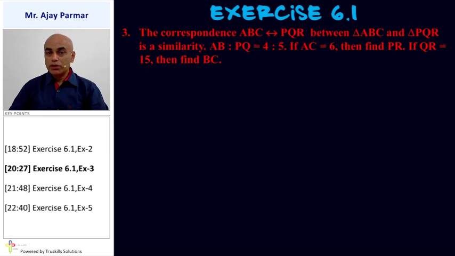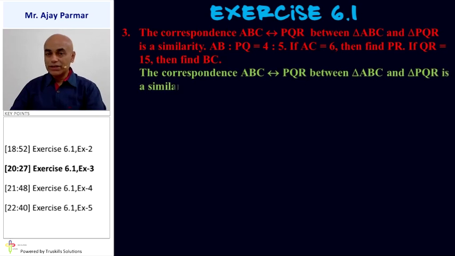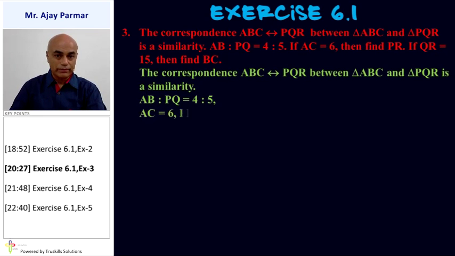ABC corresponds to PQR between the triangles is going to be a similarity. AB is to PQ is 4 is to 5. AC is 6, then we are supposed to find out PR. And QR is 15, we are supposed to find out BC. So, the correspondence is given to be a similarity, and we are given that AB is to PQ is equal to 4 is to 5.